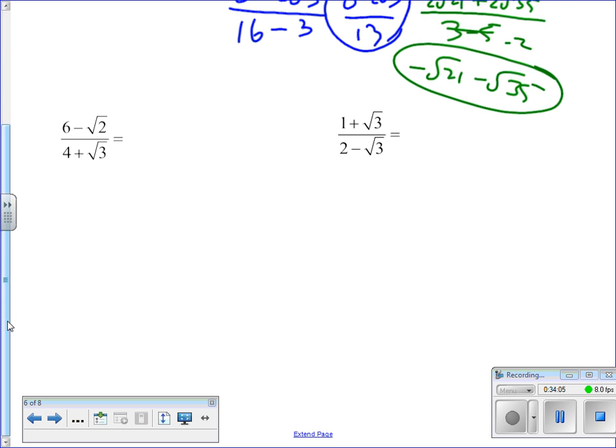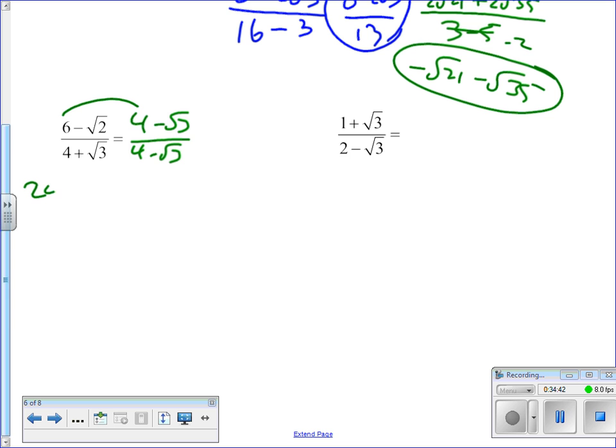Okay. This is where the ugliness happens. Because I have to FOIL my numerators, which means I have a lot more combining to do. But I still multiply by the conjugate. I still multiply by this with the sign changed in between. So I multiply by 4 minus root 3 and 4 minus root 3. And now I have to do my numerator like I was doing the ones before. I've got to FOIL it out.